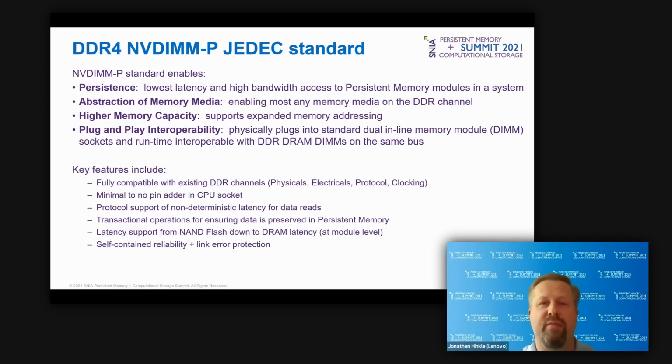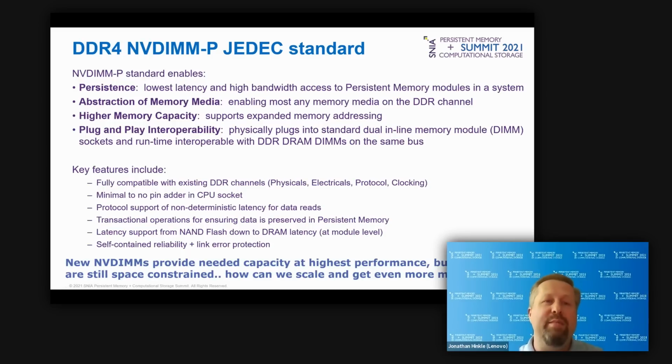Also, like we were talking about before, we can have higher memory capacity, so we can get that memory capacity that persistent memory allows for with expanded addressing that memory directly. Also, we have plug and play interoperability. So again, we can interoperably plug in a DDR DRAM in the same bus with an NVDIMM-P, for example, and that'll work during runtime. And so here's some other benefits. Really, these are the key features that we have to allow for in the standard that we've enabled in the standard to enable those kind of major benefits that we see for NVDIMM-P.